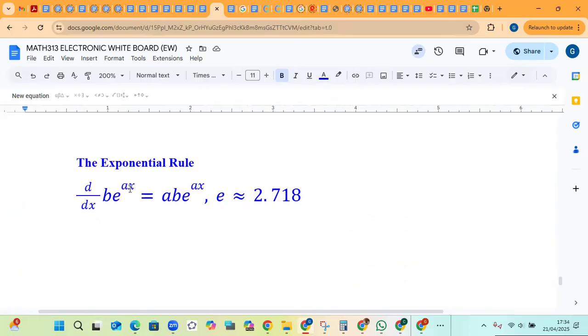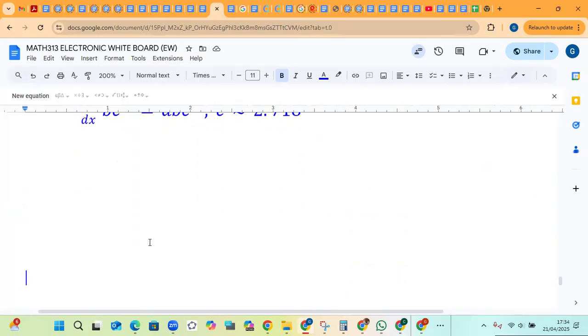The variable is in the power, as you can see, because E is a number. To differentiate such a function, you multiply whatever is in front of E, that is B, by A, and that's all. A is the coefficient of x, and that will give you the derivative of an exponential function.